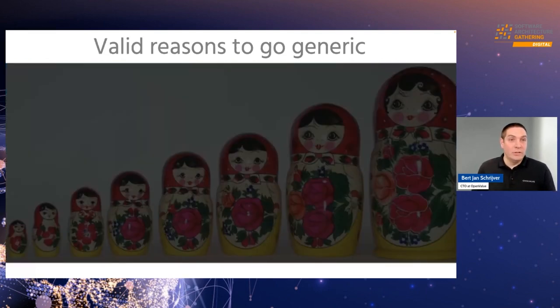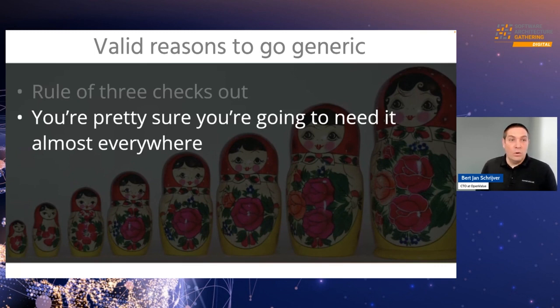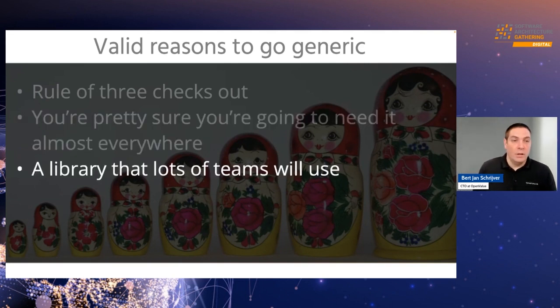So valid reasons to go generic. First one, the rule of three checks out. So it's the third time, now I'm pretty sure I can make it generic. Or you are pretty sure you're going to need it almost everywhere. Security, logging, metrics, those kind of cross-cutting concepts. Maybe a library that a lot of teams will use. It's a library we use to send logging to our centralized logging system. Okay, makes sense to have. That's also something that you're going to use pretty much everywhere.